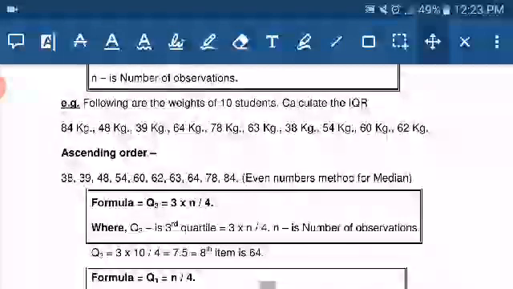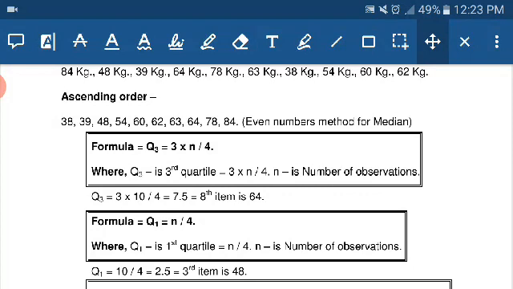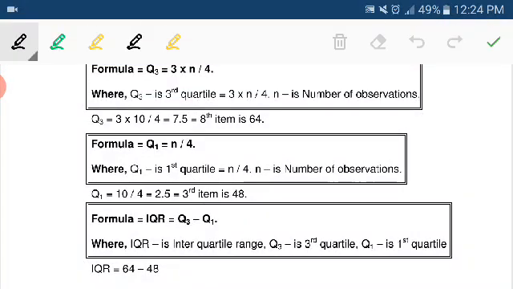Calculate the IQR of the following weights of 10 students. We arrange this set in ascending order. Median, Q formula: Q3 equals 3 into n by 4, where the number of observations is 10, divided by 4, which is 7.4. Then Q1 we calculated, that is 10 by 4 equals 2.5. Then IQR is equal to Q3 minus Q1. What is Q3? Q3 is the 8th item, which is 64, and Q1 is the third item, 48.